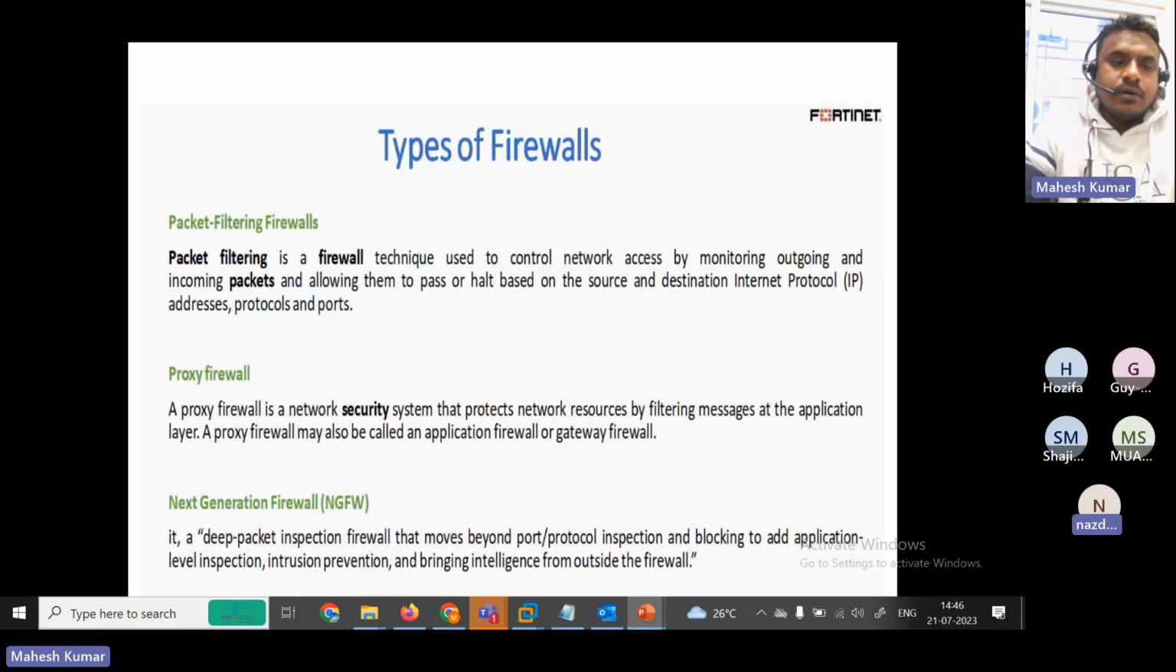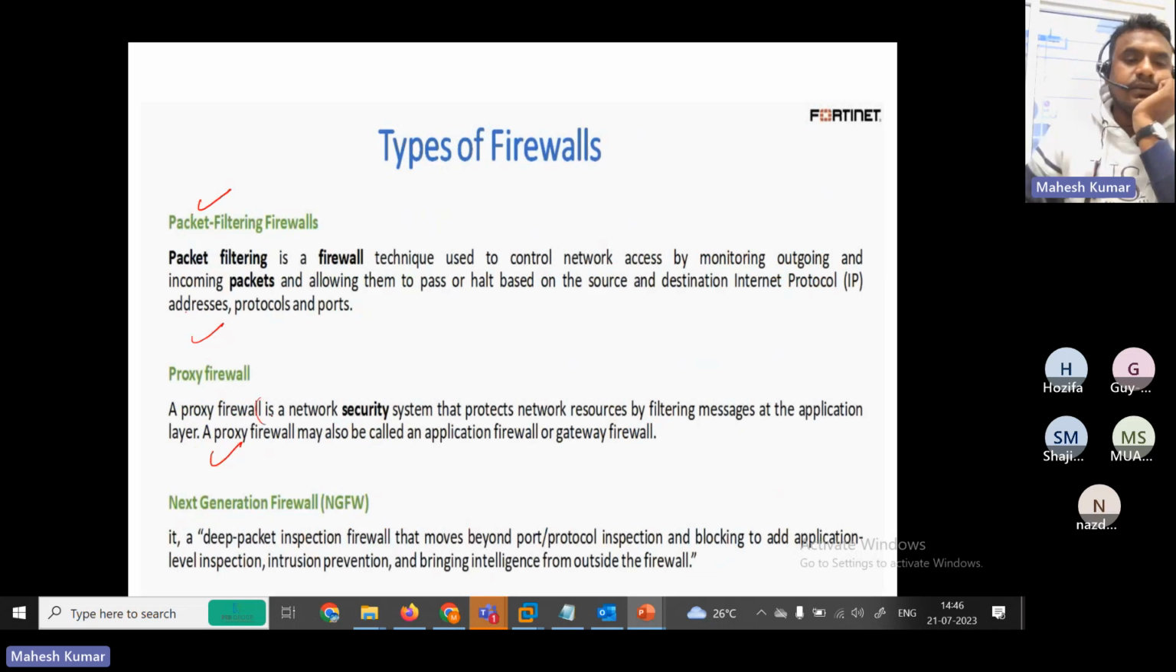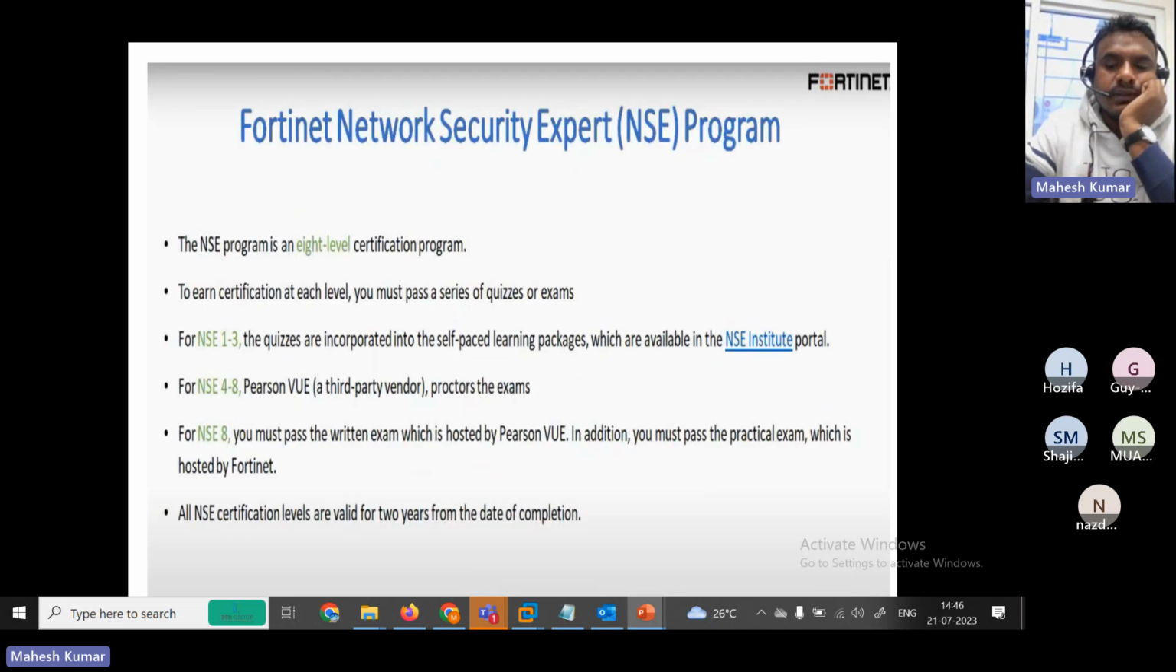So what is the packet filtering firewall? Nowadays there is nothing like a packet filtering firewall or proxy firewall separately. All of this comes with the next generation firewall. There is nothing like a proxy or anything else.